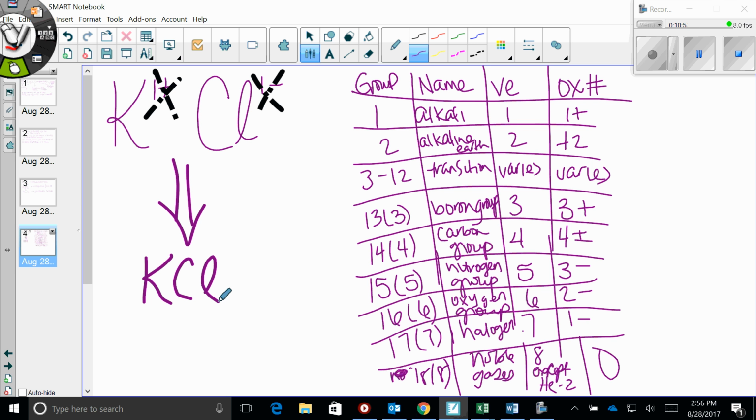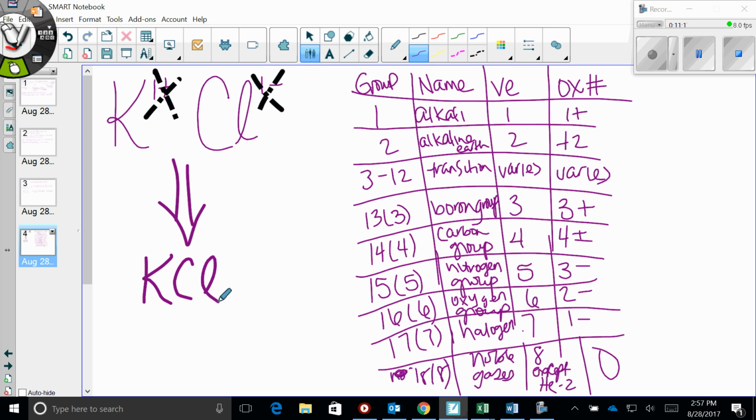They do add up to 0, but because they share electrons, they share them weirdly, because you're looking at valence electrons and not their oxidation. All right? What you got, Mary? Right. +1 -1 adds up to 0.